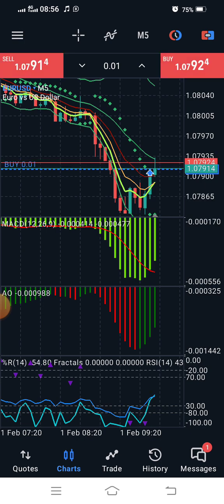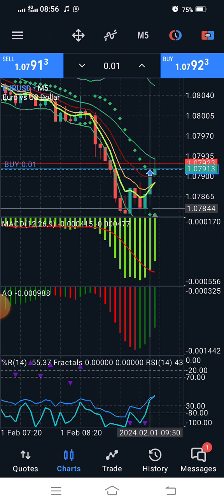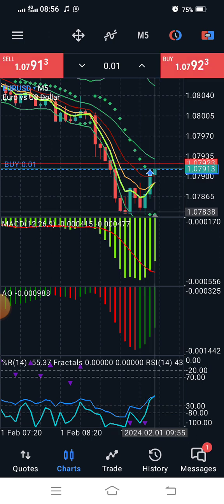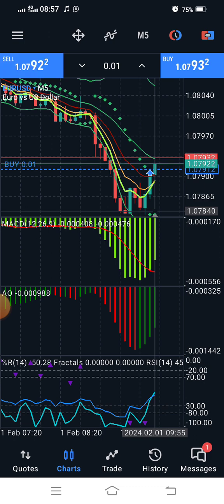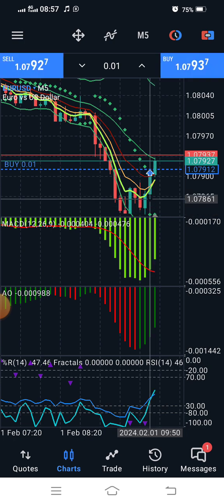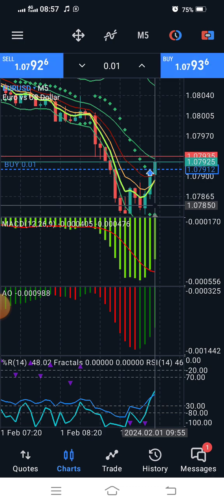If you want to set your stop loss, you just come with this cursor and move it to the first Parabolic SAR that is printing here. So my stop loss will be 1.07838. Now, as price action is taking place on the chart, the Parabolic SAR is coming up. So the more it is coming up, the more you are moving it. Very soon you will see it appear maybe somewhere here.